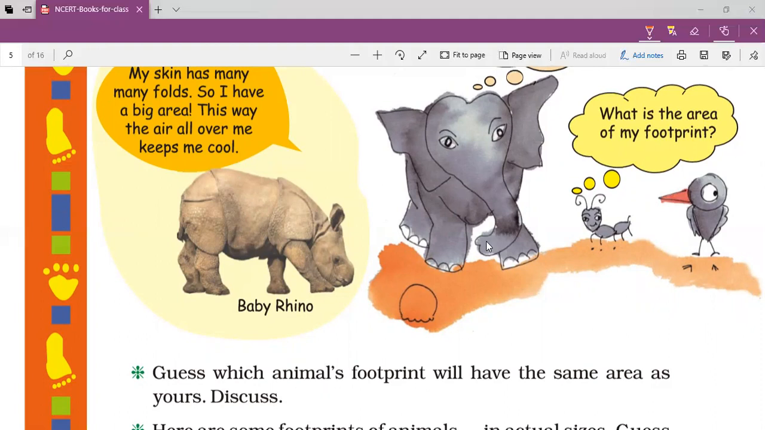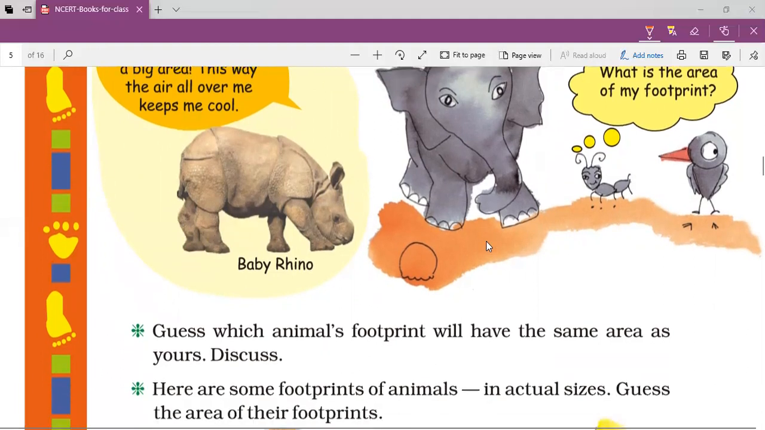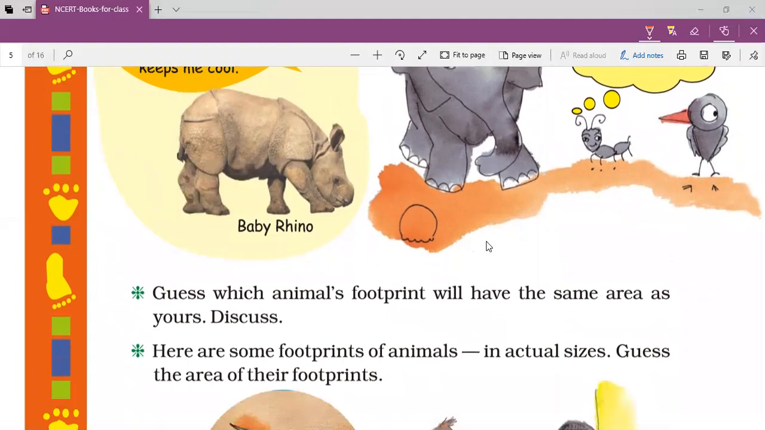Dog? No, a dog has a little bit of area. Then ant? No, not ant either. Then monkey? Check. Check the answer. Check the footprints of all the animals and see your area. See and compare your footprint area and the animal footprints.